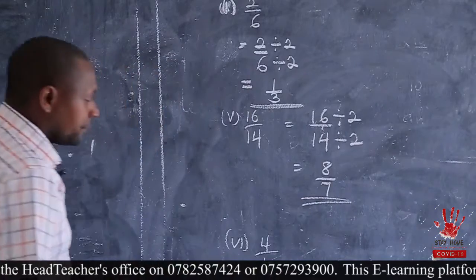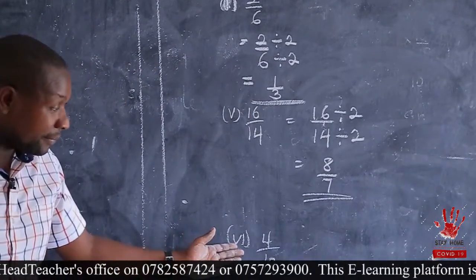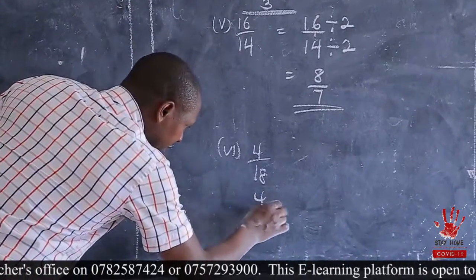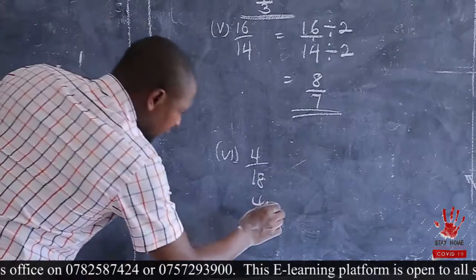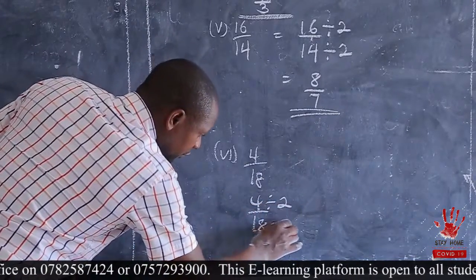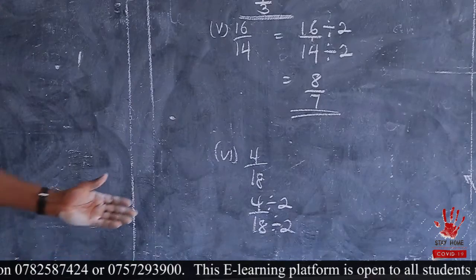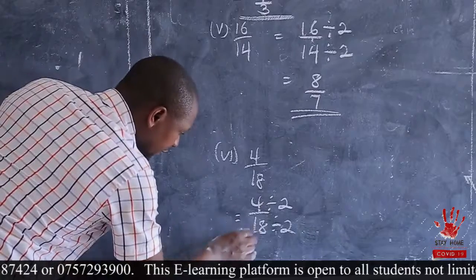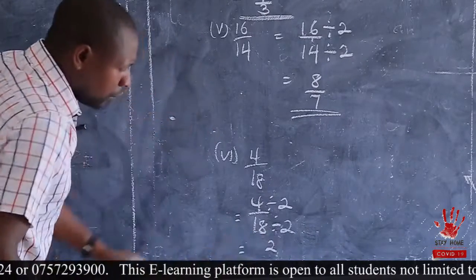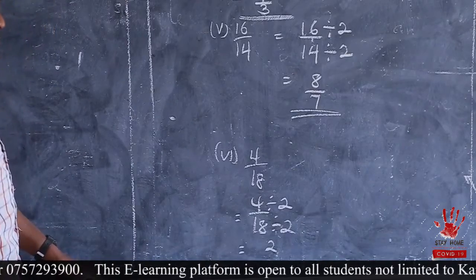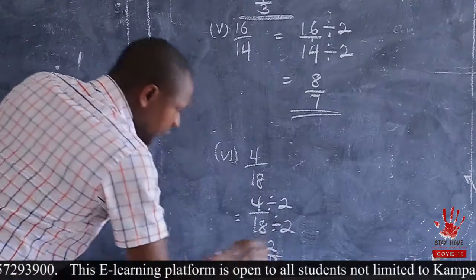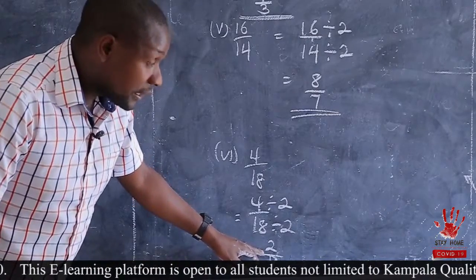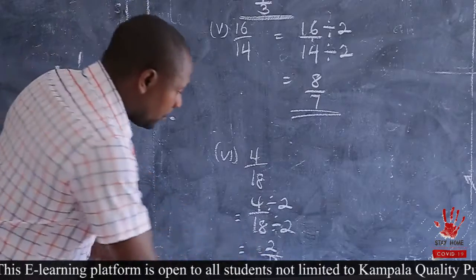You also check Roman 6, whereby we have 4/18. If I have 4/18, if we use 2, how can it be? 4 divided by 2, what do you get? Somebody is saying we shall get 2. What about 18 divided by 2? Somebody is saying 9. So do you think we can reduce it more than this? No, we cannot. Observe this one.